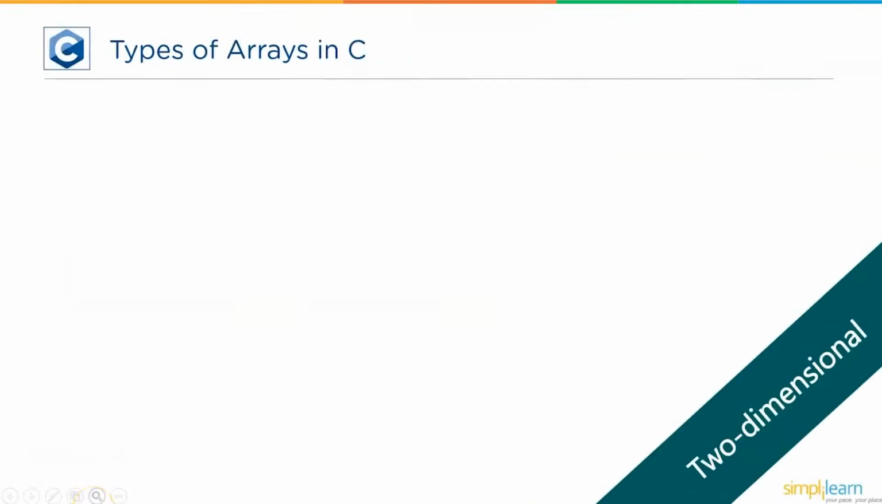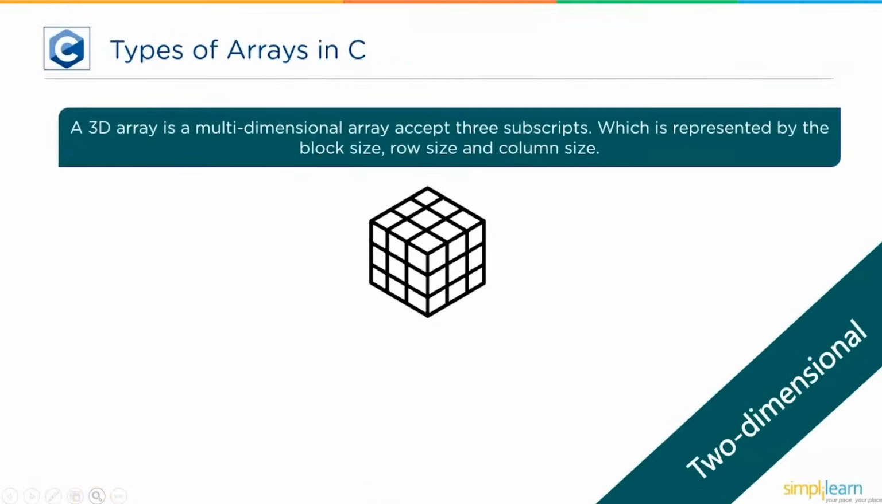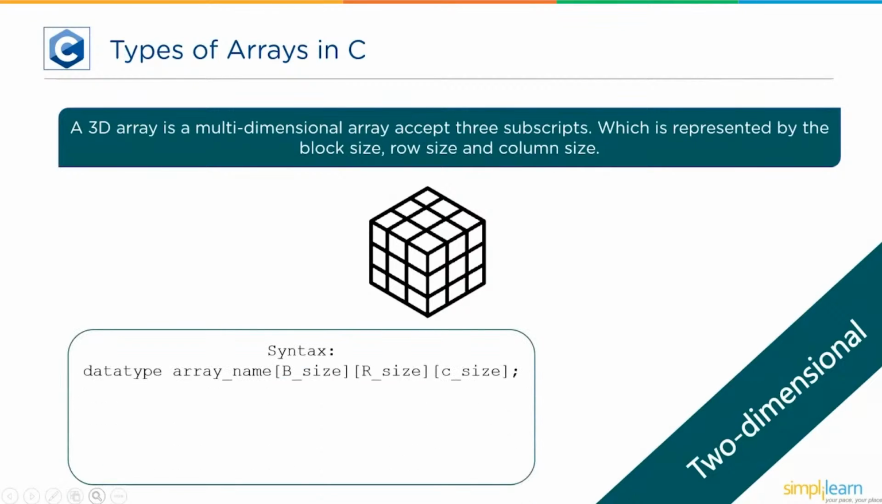Up next we have a 3-dimensional array. A 3D array is a multi-dimensional array that accepts 3 subscripts, which is represented by the block size, row size, and column size. The example for 3D array could be a cube, and the syntax is data type, array name followed by 3 subscripts. The first subscript represents the number of blocks, and the second one is the number of rows, and the third subscript represents the number of columns. For example, int data type, array name as A, block size 2, row size 3, and the column size is 4.